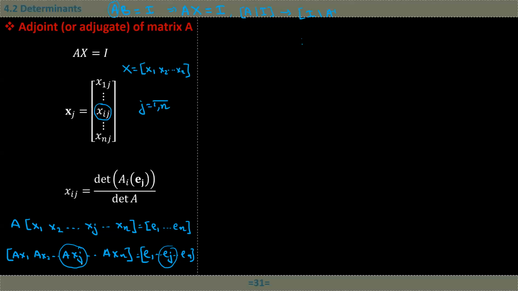Now, from here, that means that Axj must be equal to Ej. And here, these are the components of xj.